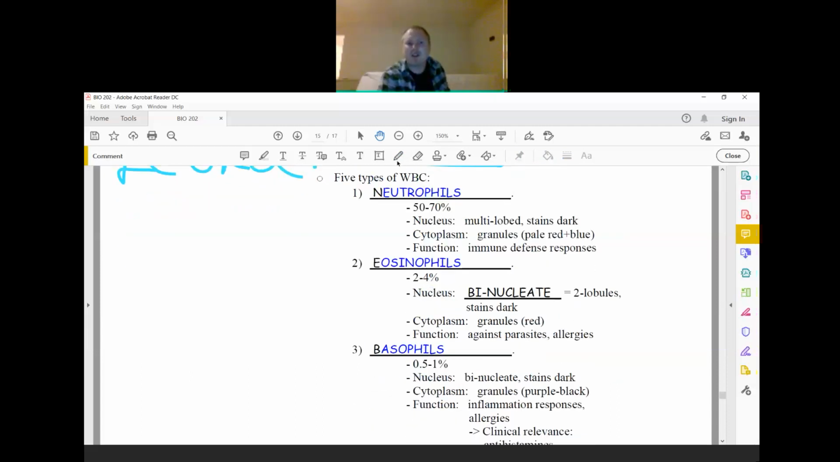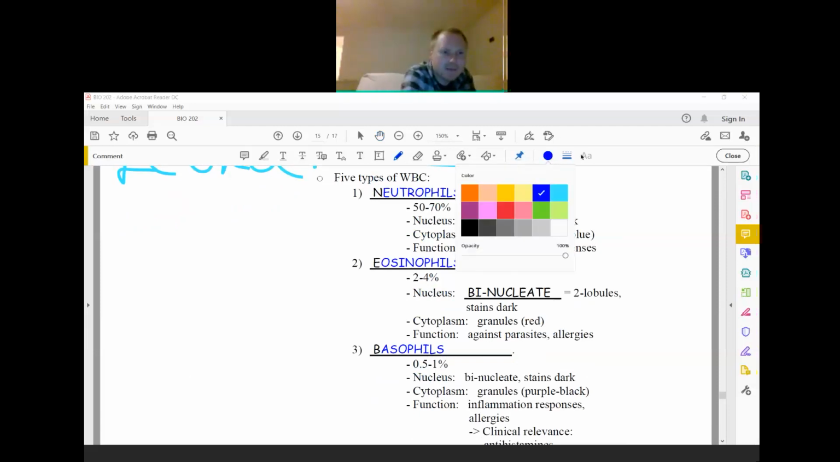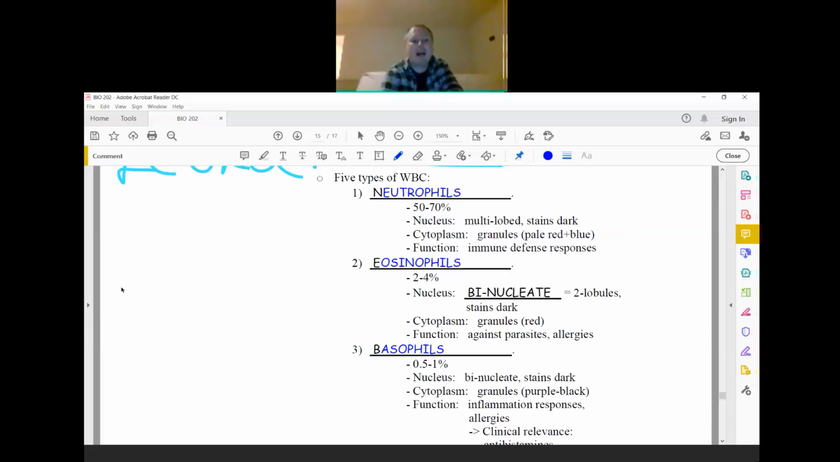We're going to start with neutrophils. Neutrophils are the most numerous of all the white blood cells that we have. About 50 to 70% of all white blood cells are neutrophils. In case you're thinking what they look like, and I refer you back to that lecture video, their nucleus is made of multiple lobes, it stains very dark, and their cytoplasm contains granules, so it's dotty in appearance. What they do is play a major role in immune defense responses.